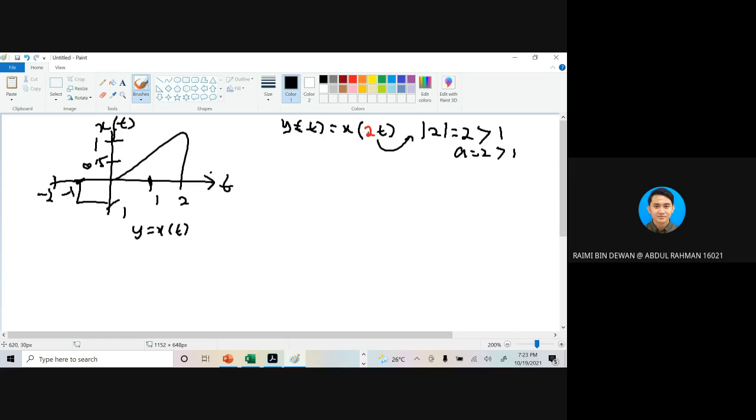In this case it's twice as fast. So what happened is that, let us consider the new graph. Write it properly. Don't make mistakes in writing the function of the graph here. y(t) equals x(2t).